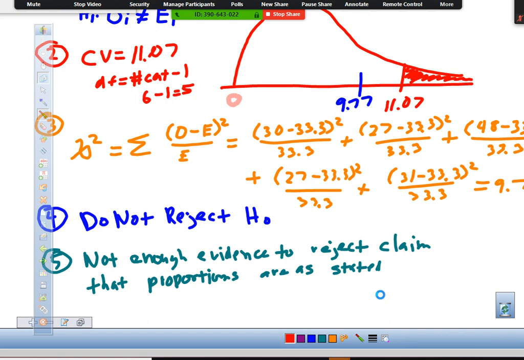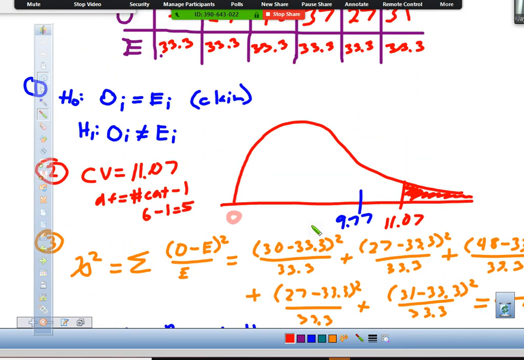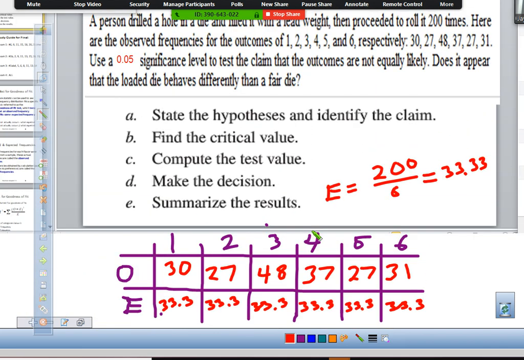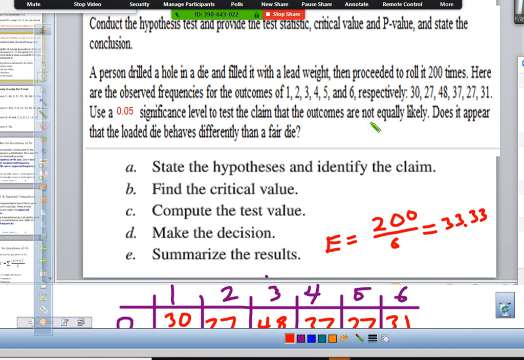Yes. For this problem, isn't H1 the claim? Let's see. Oh yeah, they're claiming they're not equally likely. So your homework may have it like that, but for the exam, I don't care. I'm just going to always pick H naught for it. Does that make sense? So on your homework, if you put that, then that's totally great.